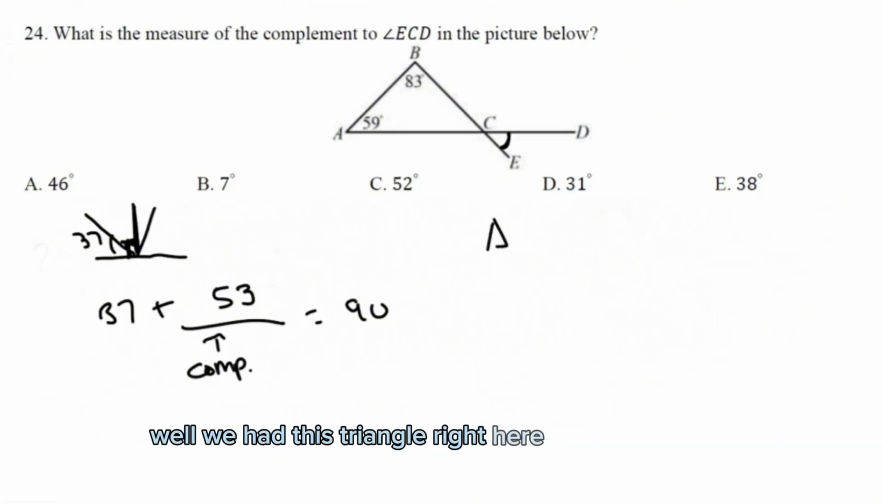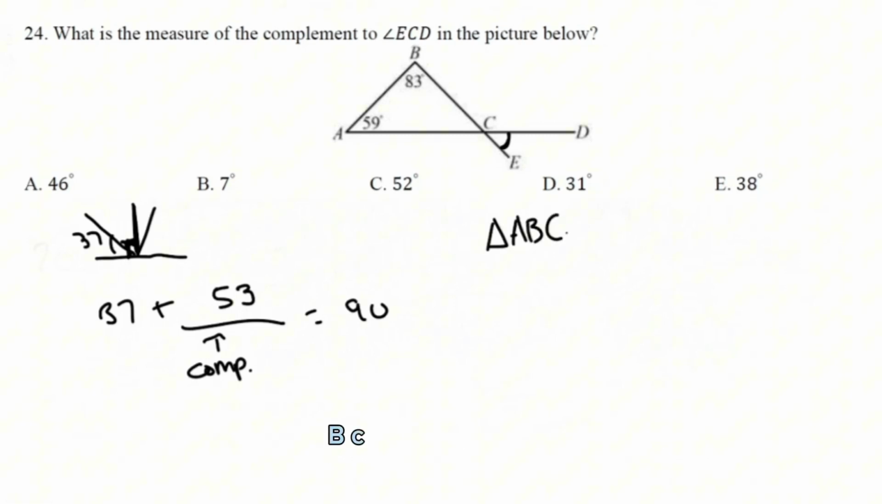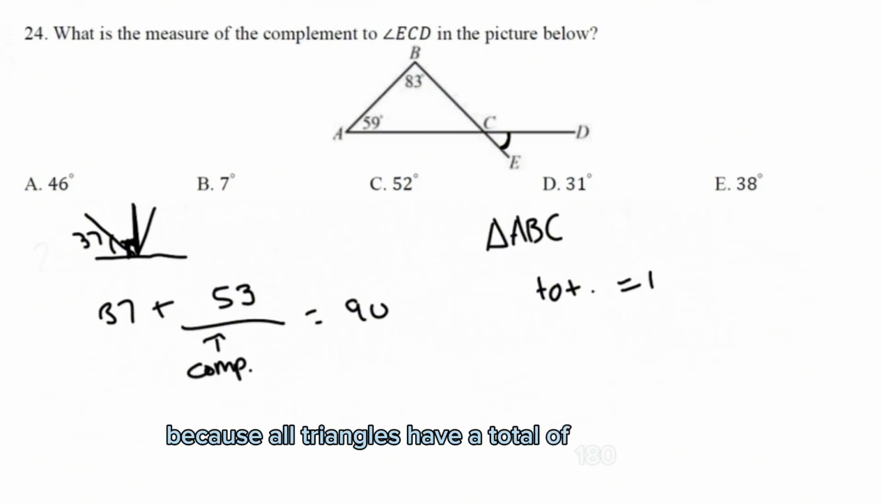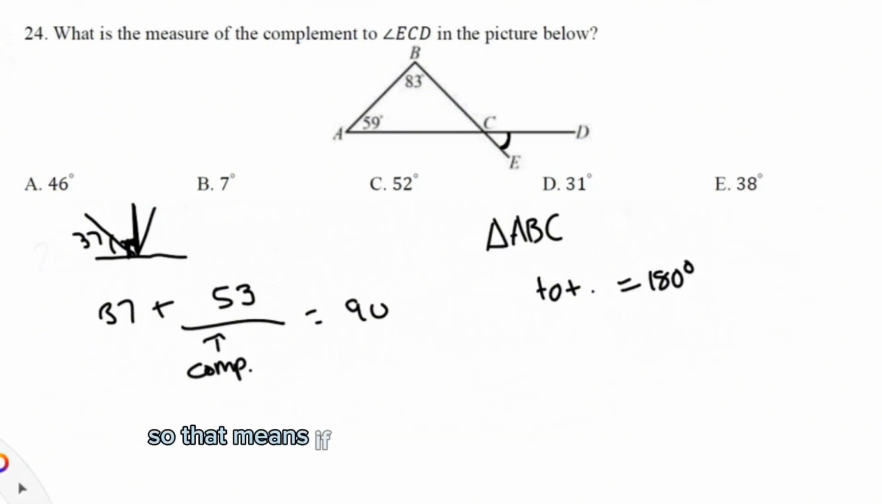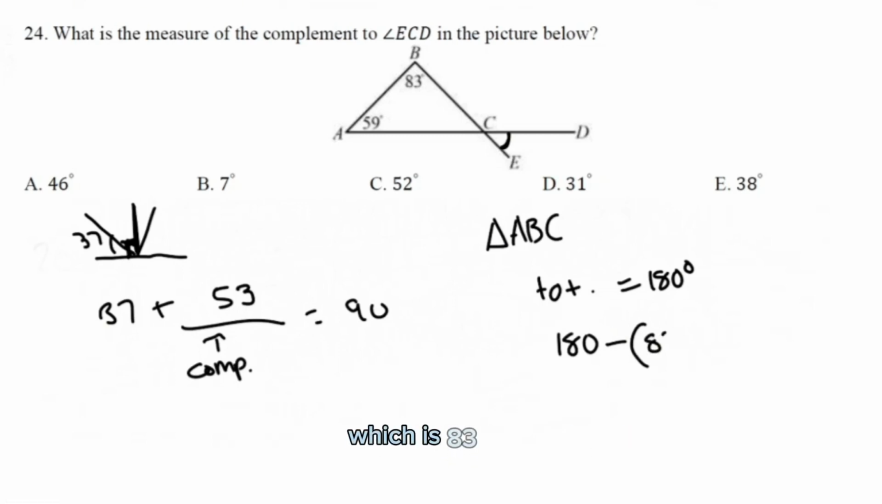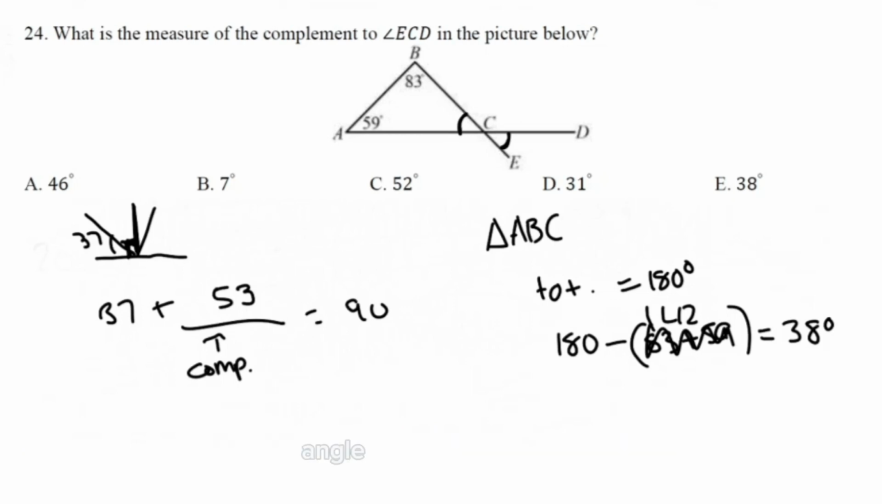Well, we have this triangle right here called triangle ABC. The triangle ABC always has a total of 180 degrees because all triangles have a total of 180 degrees. So that means if we already have 2 of the angles, we know that the third angle is just going to be 180 minus the sum of the other 2, which is 83 plus 59. 83 plus 59 is 142. And 180 minus 142 is just 38. So now we know that this angle right here, angle BCA or angle ACB, is 38 degrees.